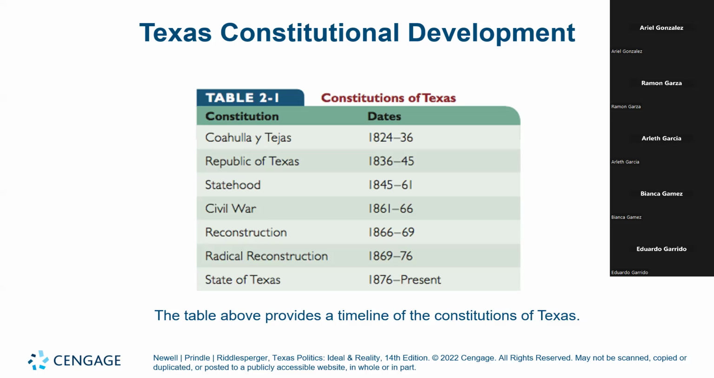Edmund J. Davis, E.J. Davis, was a Unionist. He was a Texan, but he was a Texan in support of the Union. He did not go along with the Confederacy. So when he becomes governor, and remember that he becomes governor because a lot of the former Confederates in Texas were not allowed to vote at this time because of the Union control.